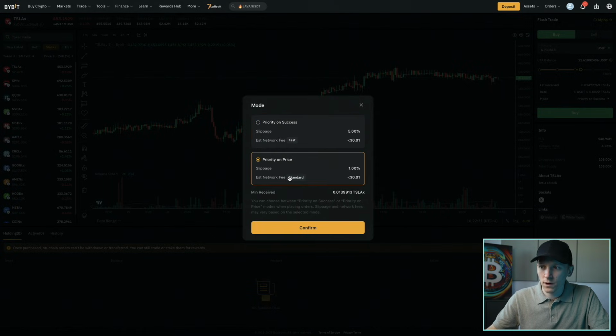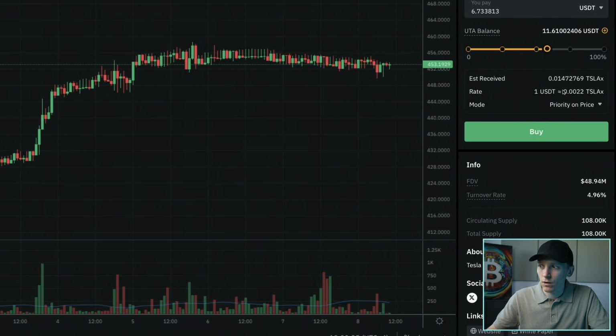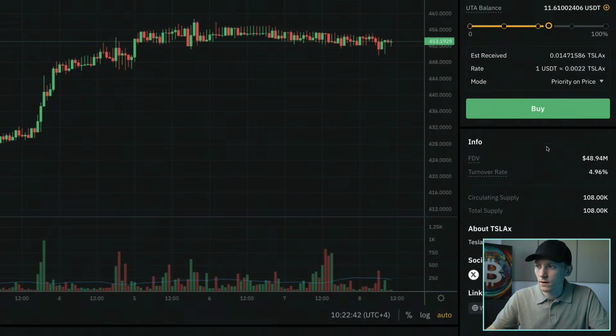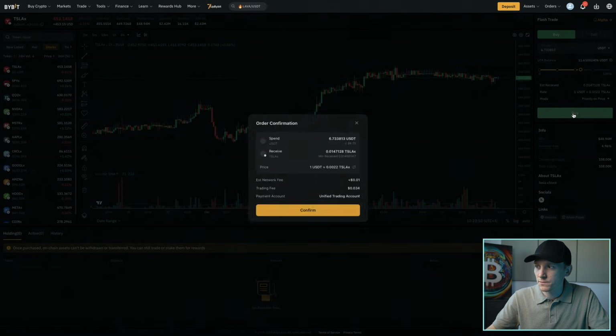So I'm going to do priority on price, press confirm. Now that means that the trade may take a little bit longer, but I get a slightly better price because I don't want to pay 5% slippage to get this done. So if you're happy with that, you can go ahead and press buy. Now, as of right now, these stocks don't have massive amounts of volume. As of making this video, I think the market is shut, so it may not have a lot of volume at all, but let's go ahead and just press buy anyway.